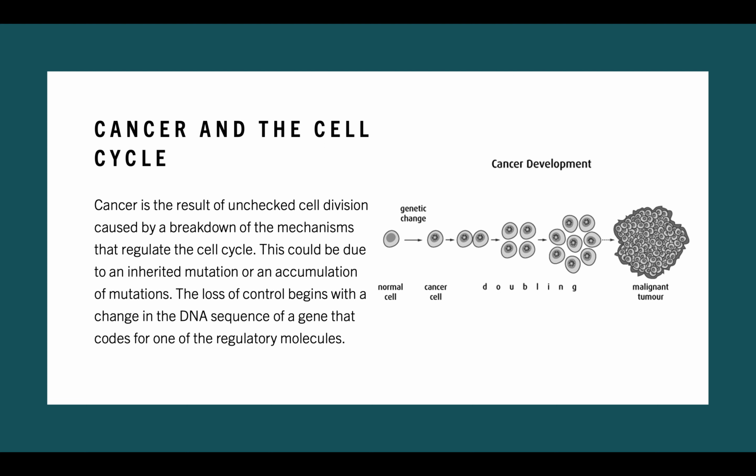So the loss of control begins with a change in the DNA sequence of a gene that codes for one of the regulatory molecules. Here I have an image of one example of cancer development. Right here we have a normal cell. This arrow would represent a genetic change, which then creates this cancer cell, which then rapidly divides into a malignant tumor. And cancer divides very rapidly, even more than our normal cells divide, into a tumor. In this case, that would be cancerous.